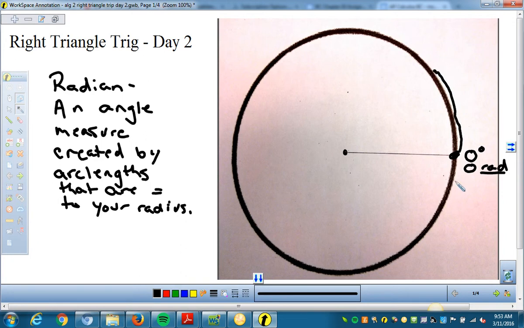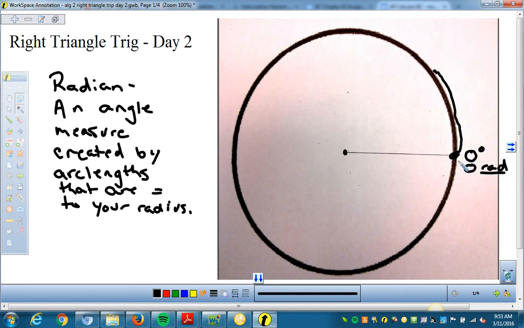Take your string and lay it from here until the end of the string on the circle. Starting at 0, we want 0 up on the right, we want 0 this way. And you want to lay this on here. Stretch it. Lay it right there.